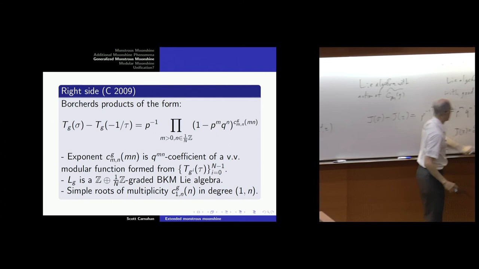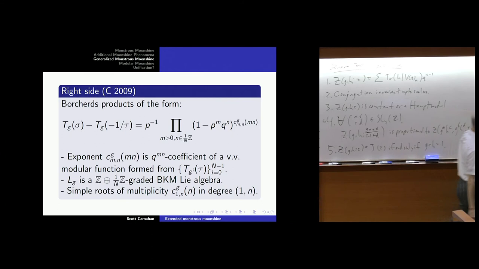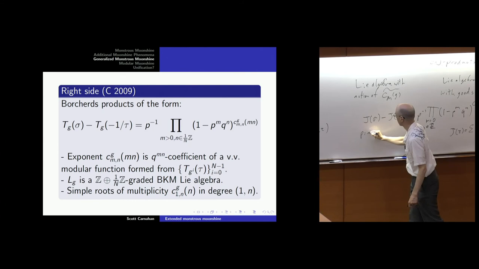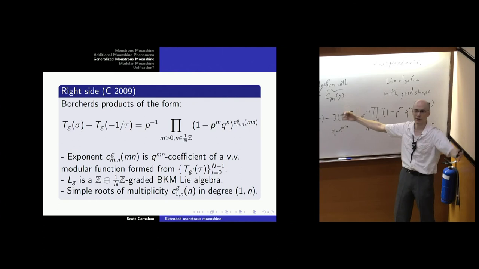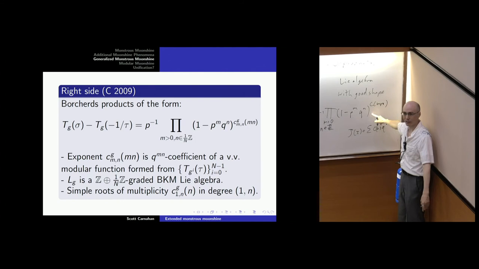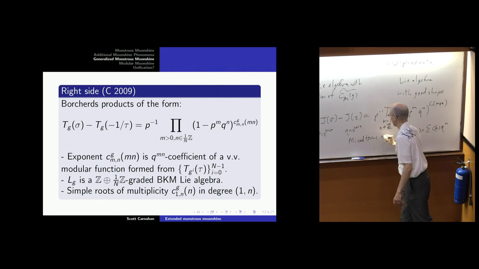Now, what is remarkable about this product formula is that the left side is just a power series in p and q. So there are no mixed terms on the left side. There's no p to the fifth times q to the seventh. But on the right side, it looks like there are a lot of mixed terms, and so they all cancel. And this is what gives us our recursion relations.